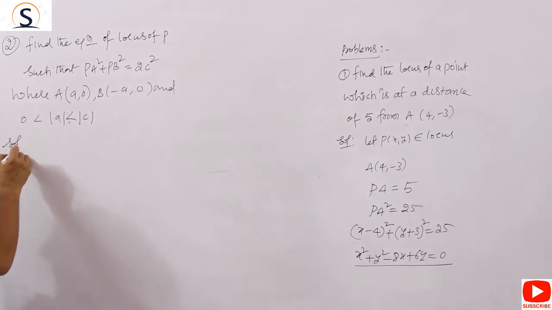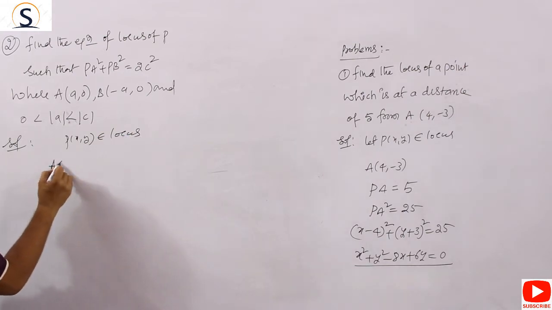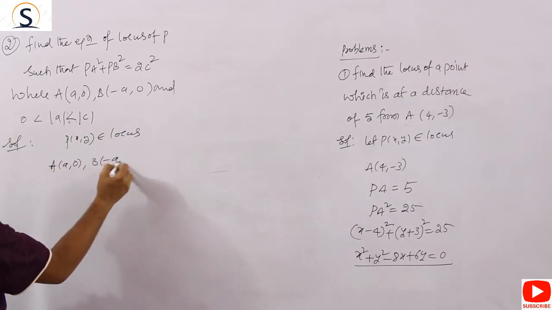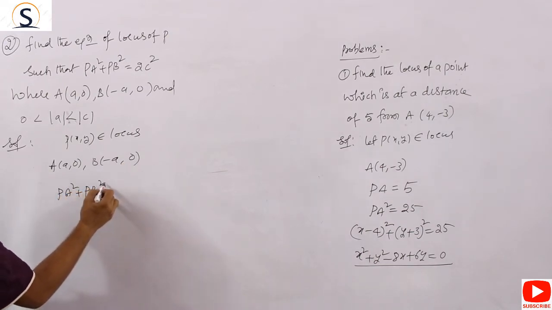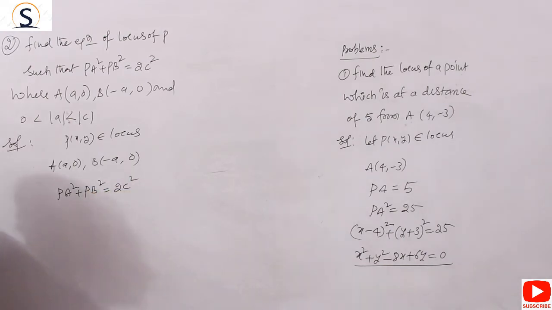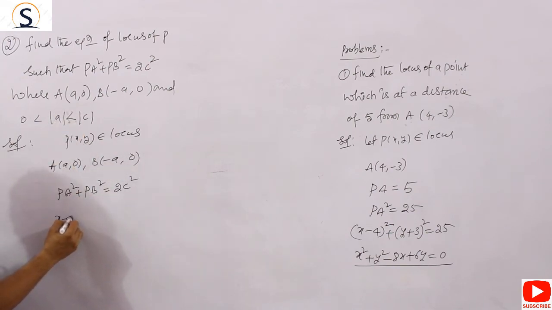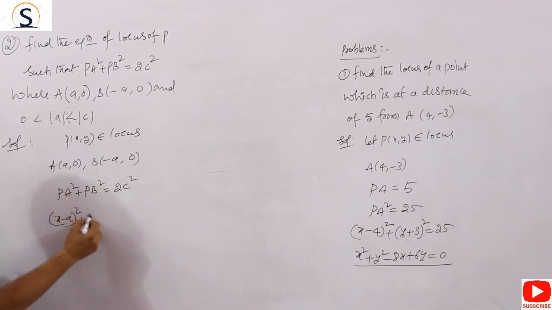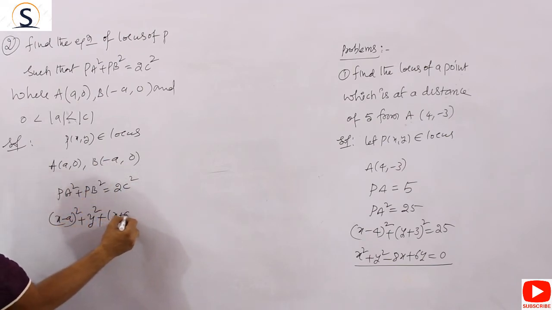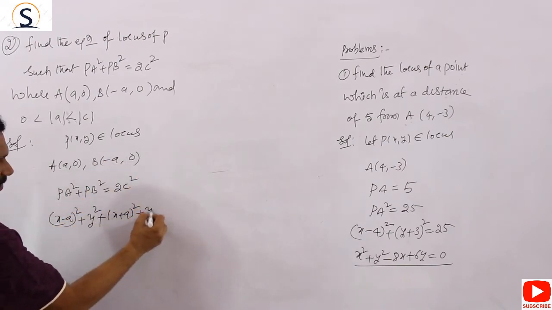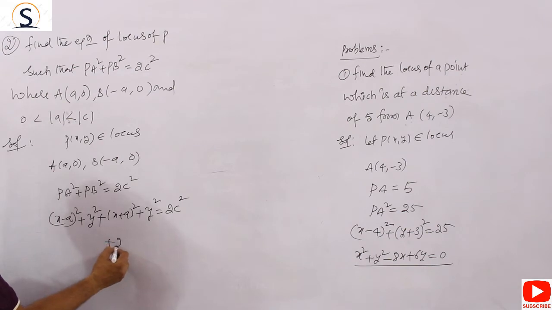Simply your solution is: P of (x, y) belongs to the locus, A is (A, 0), B is (minus A, 0), and the condition is PA square plus PB square is equal to 2C square. The distance from P to A: x minus A whole square plus y minus 0 whole square, which is y square. Next PB: x plus A whole square plus y square is equal to 2C square. Y square plus y square is 2y square.